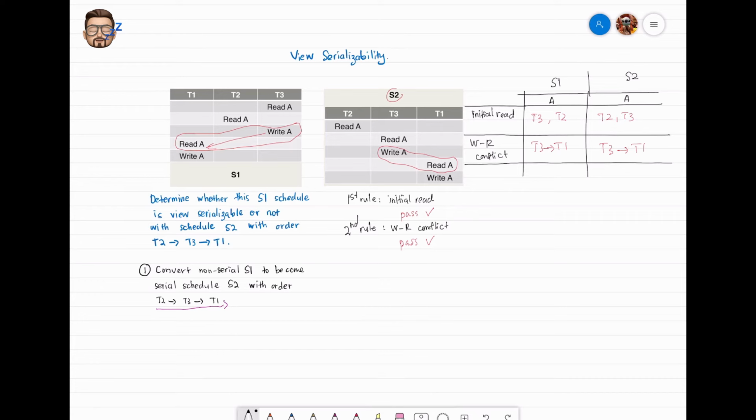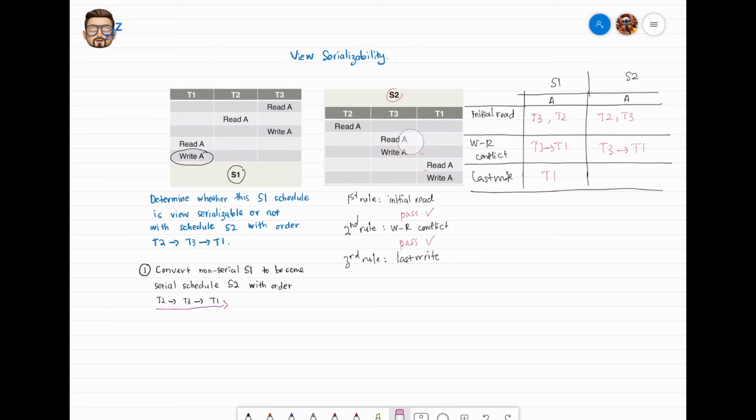Okay, now let's take a look at the third rule. The third rule here is about last write. Last write. So if you take a look at A, let's write it first, last write. Okay, so this is the rule, last write. Based on S1 here, last write is done by T1. So it means here last write done by T1.